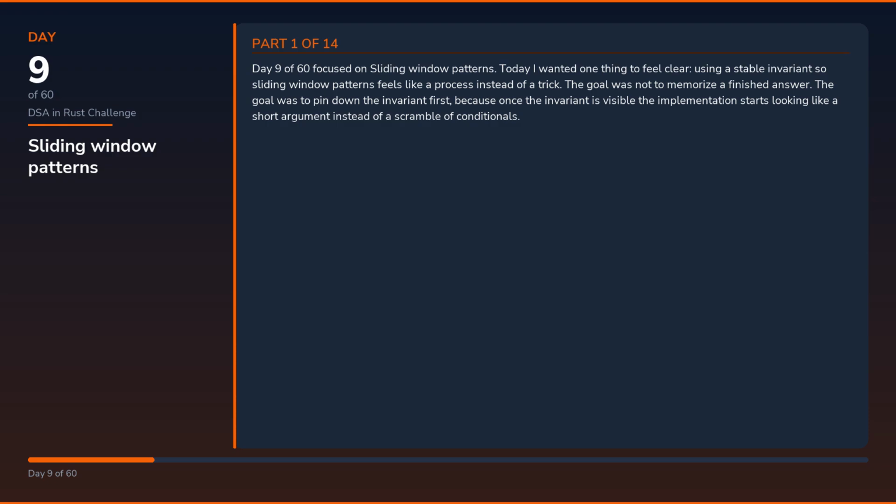Day 9 of 60 focused on sliding window patterns. Today I wanted one thing to feel clear. Using a stable invariant, so sliding window patterns feels like a process instead of a trick. The goal was not to memorize a finished answer. The goal was to pin down the invariant first, because once the invariant is visible, the implementation starts looking like a short argument instead of a scramble of conditionals.